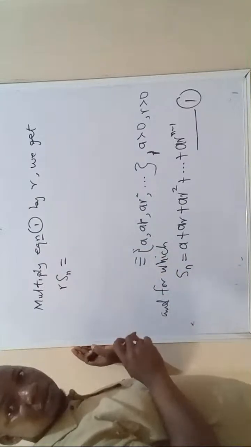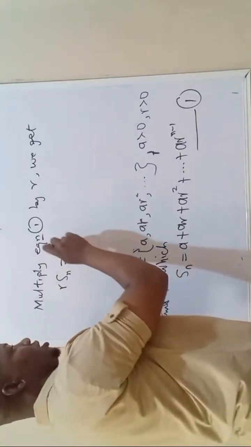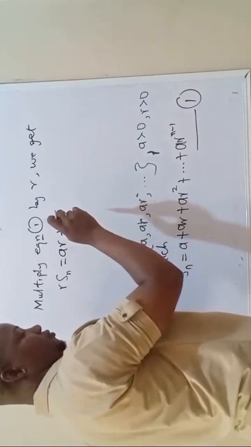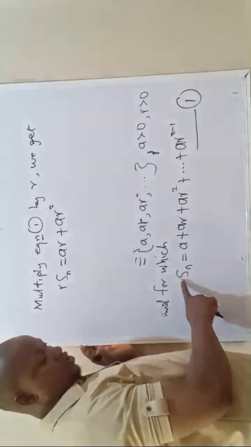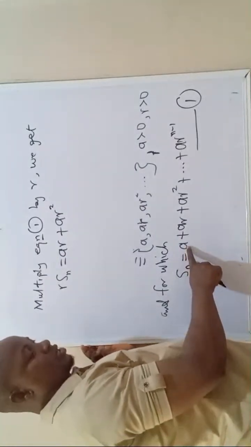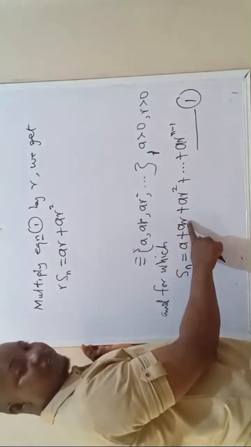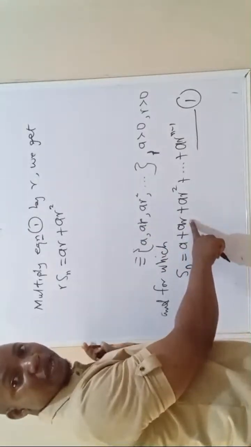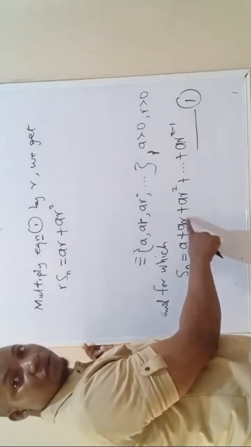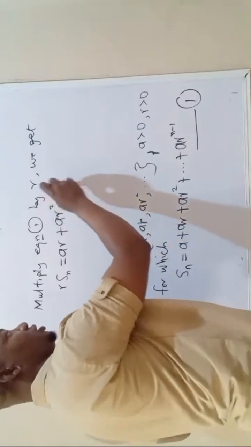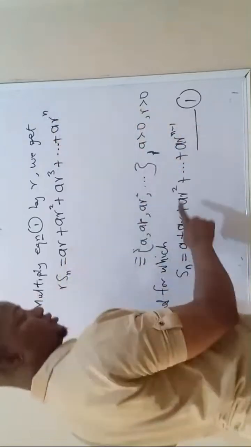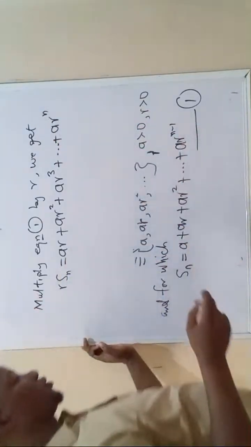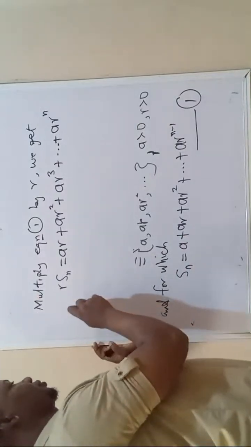rSn equal to ar plus ar squared. I'm multiplying r to this place. This will be rSn, ar. We have a single r here. When another r is multiplied to this, it will be ar squared, and this will be ar cubed. So the nth term here will be ar^n, up to this term. So now let's call this equation 2.